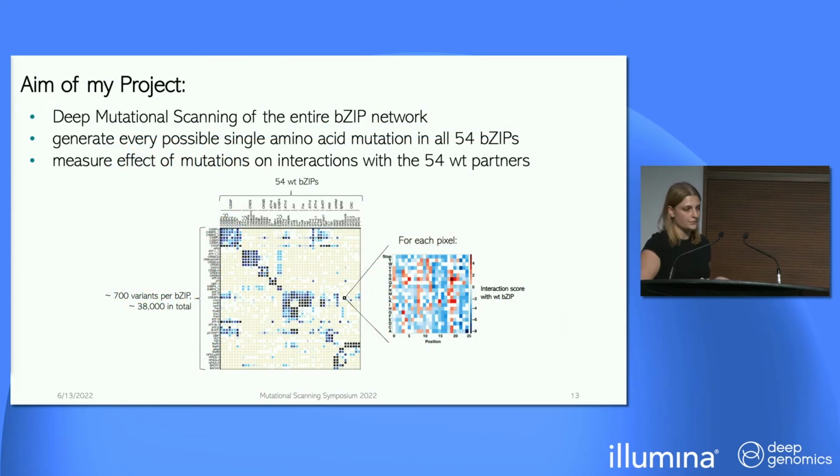And therefore, my project aim was to perform a deep mutational scanning of the entire BZIP network by generating every possible single amino acid mutation in all 54 BZIPs, and then measuring the effect of these mutations on the interaction with all 54 wild type BZIP partners, so that ultimately for this all-by-all pairwise wild type interaction heat map, I would create one deep mutational scanning assay for each pixel, where I then measure how every possible amino acid at every position in the zipper domain affects the interaction with one of the 54 wild type BZIPs.